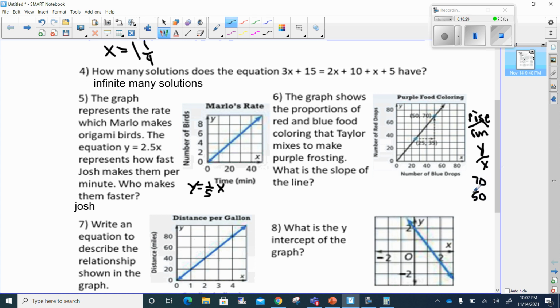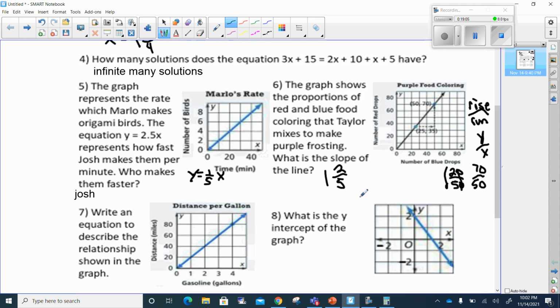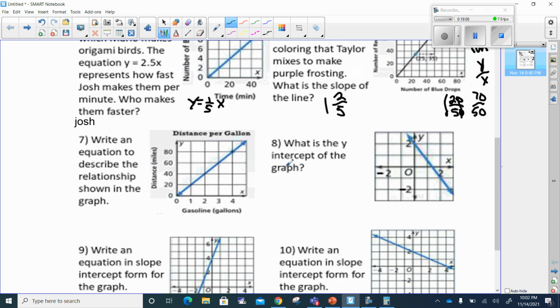Remember, every fraction is a division problem. So this is 70 over 50, right? We know that 50 goes into 70 one time, with 2 left over. I could say this is 1 and 20 over 50, but I also know that I can divide both of these by 10 and get rid of the zeros. So really, this is 1 2/5. So my slope, what is the slope of the line? 1 2/5.